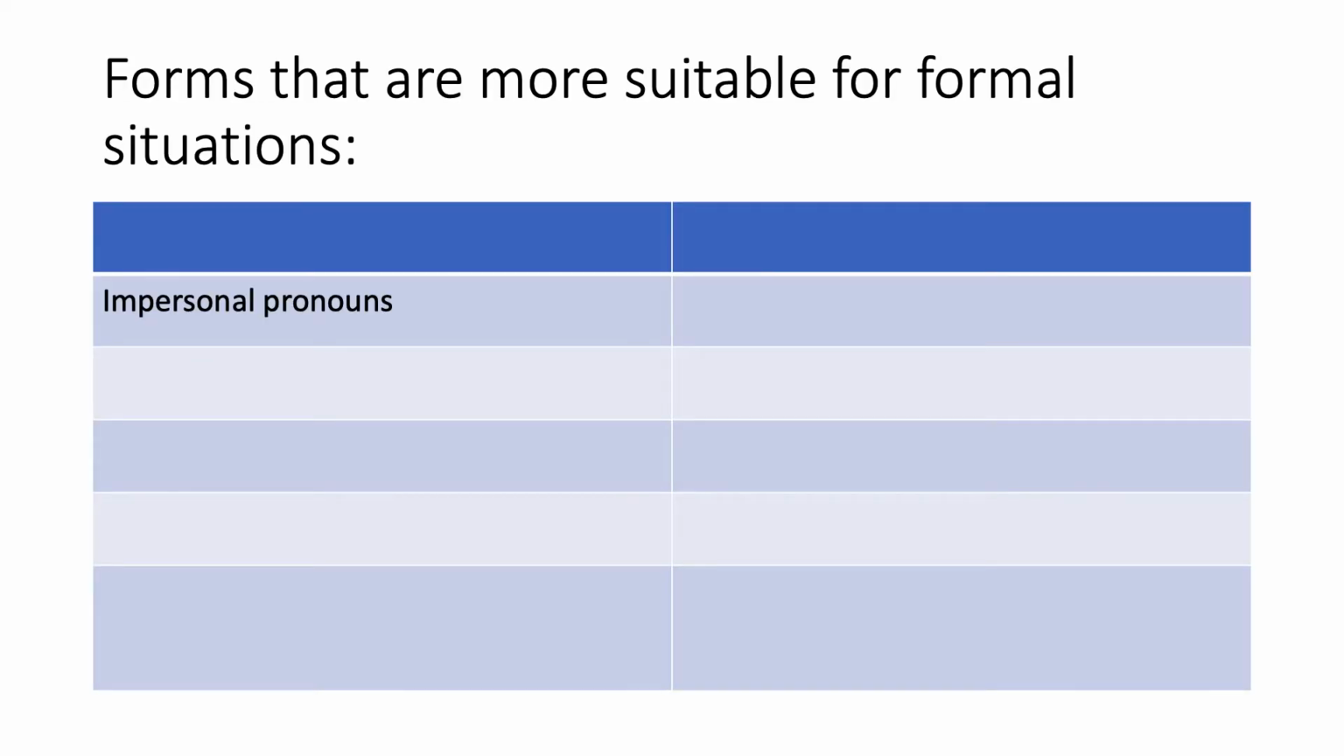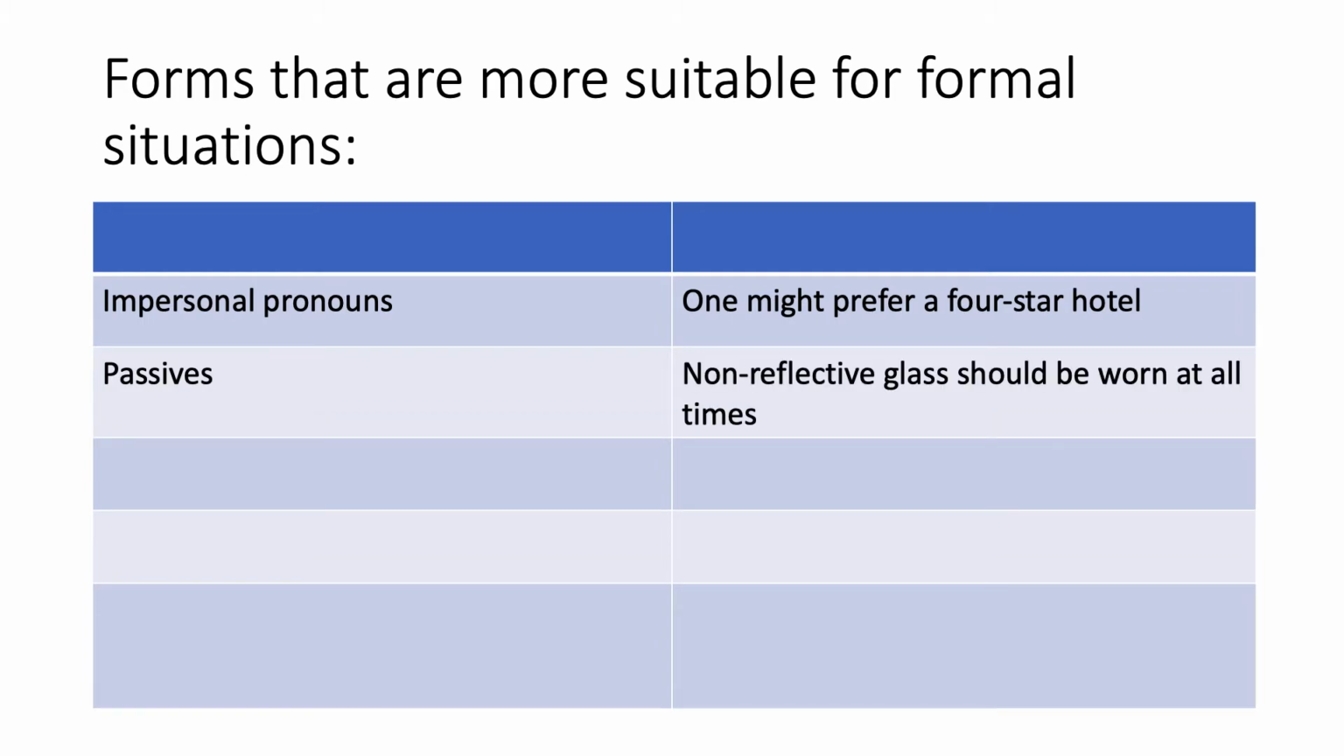Okay, let's look at some different strategies for making your English more formal when you need to. We can use impersonal pronouns. Instead of you, we can use the word one. One might prefer a 4-star hotel instead of you might prefer a four-star hotel. We can use the passive voice to make instructions sound more formal. Non-reflective glass should be worn at all times instead of you should wear non-reflective glass at all times.